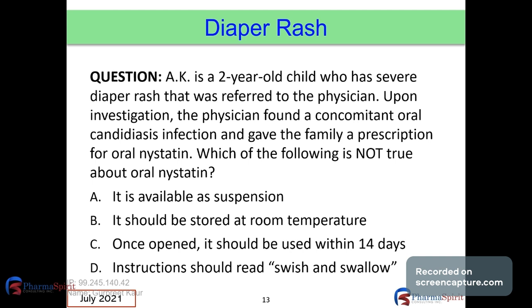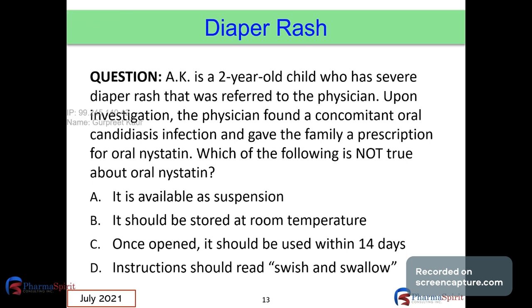So now let's have a question about oral nystatin. Why do we need to talk about oral nystatin in diaper rash? Because it is common for children who have diaper rash, candida diaper dermatitis, to also have oral thrush. This is common, so that's why we're covering this topic here as well, how to manage oral thrush in children.